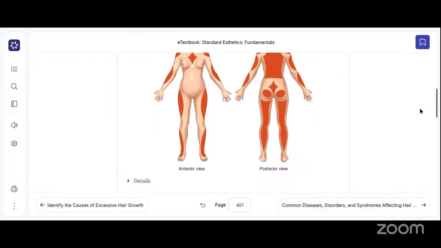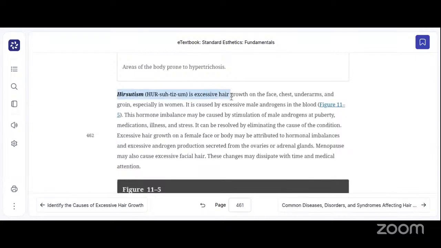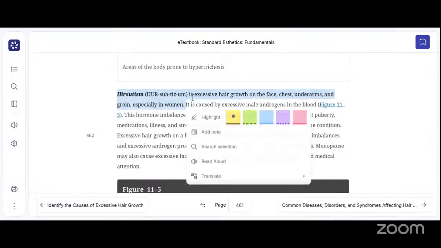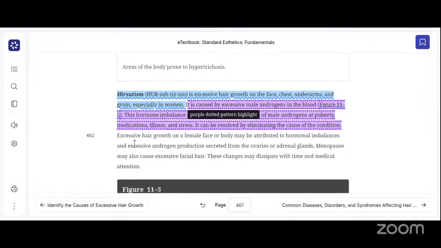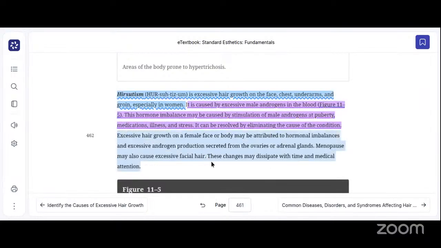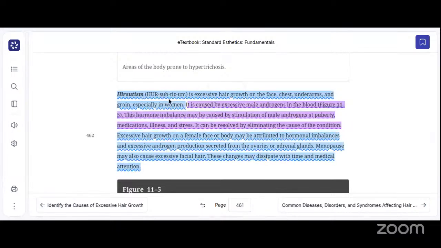Seen it all. Okay. Let's look at hirsutism. Highlight again. This time I'm gonna put it in pink. No, let's put it in blue. Start off in blue. And let's go to purple. Come back in blue. Mix it up a little bit. Okay.